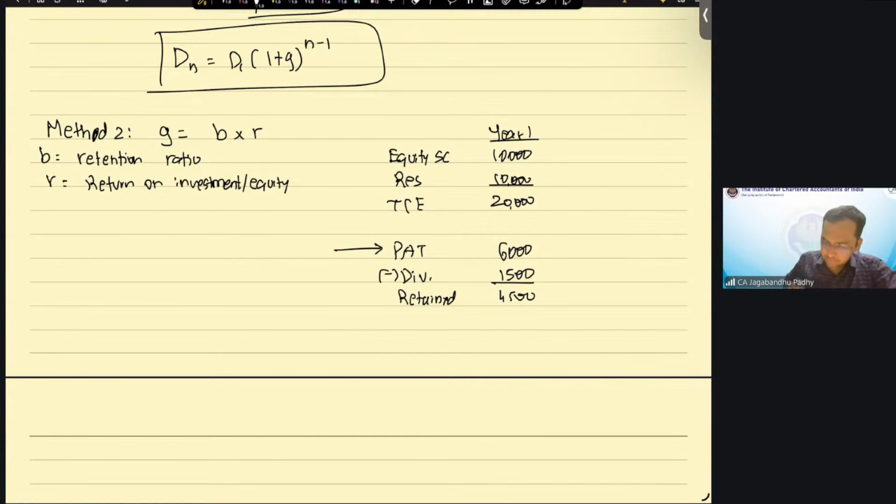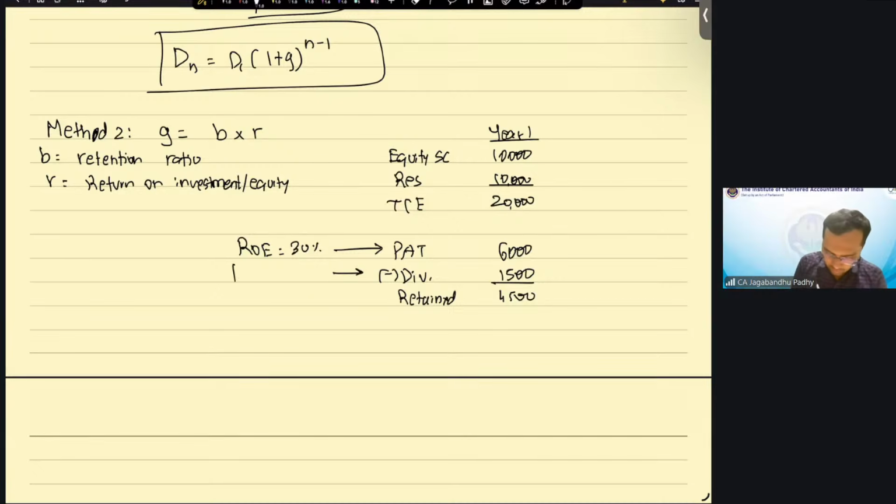So we can say PAT of 6,000. It simply means what's the return on equity for the company? With an investment of 20,000, if the company is earning 6,000, what is the rate of return on its investment? By investing 20,000, it has earned 6,000. So return on equity is definitely 30%. Right? So 20,000 into 30% is what you want as 6,000.